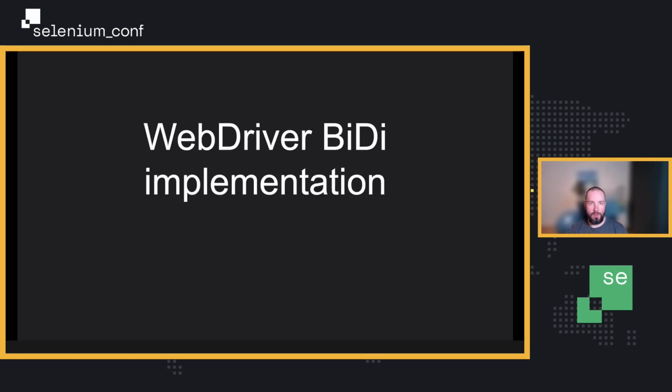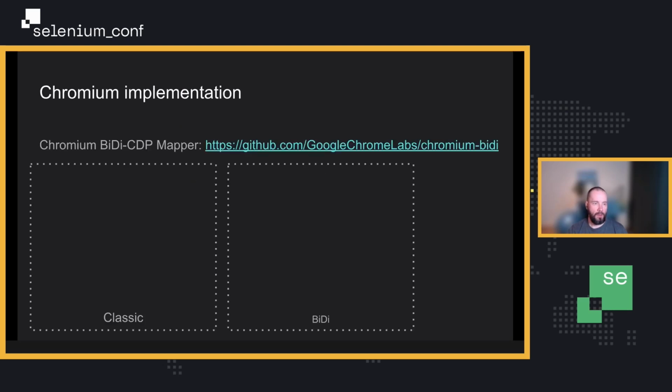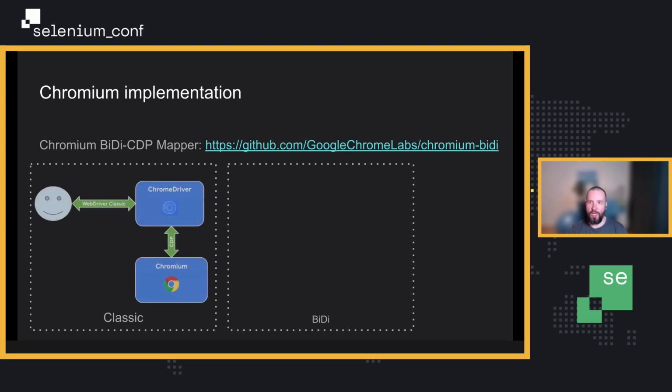So let's get to the implementation perspective. I want to show you how we implemented it on Chromium. You can take a look at the Chromium BiDi CDP mapper by that link. What we have is 2 different ways. For Classic, we have a client.